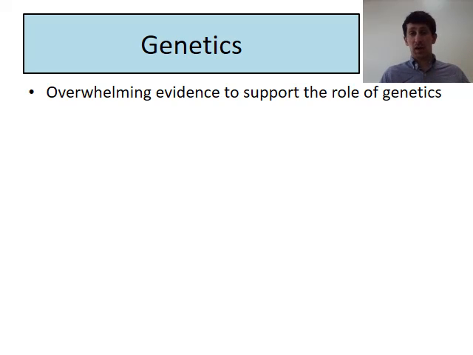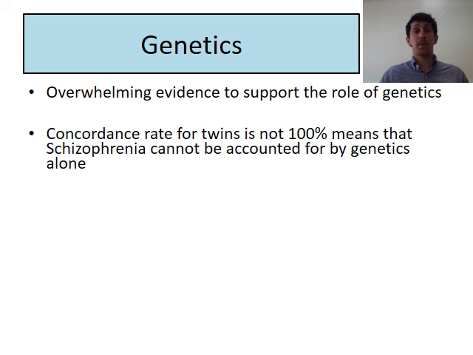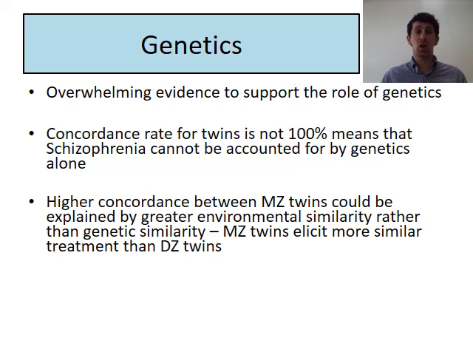Right, so we had a look at two studies, and we've got overwhelming evidence to support the role of genetics. But because it's not 100%, the fact that if you have a monozygotic twin, the other twin doesn't always get it, because that concordance rate isn't 100%, it must mean there must be other factors. It can't just be explained by genetics alone.